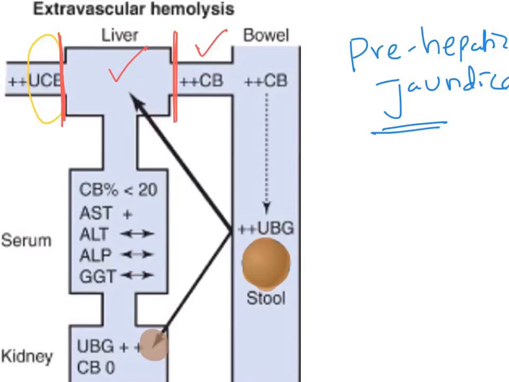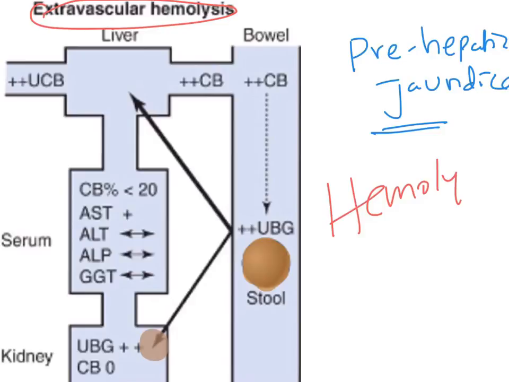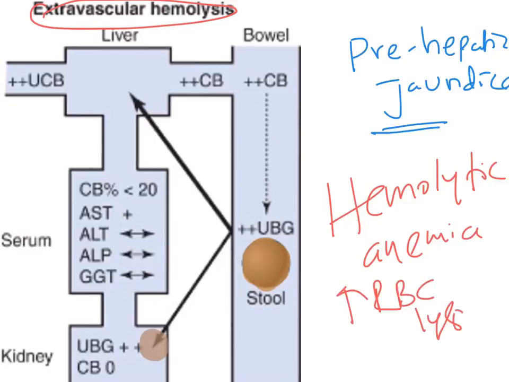Anyway, what we are dealing with here is pre-hepatic jaundice, and one of the causes is extravascular hemolysis, that is red blood cell destruction. Whenever there is any kind of hemolytic anemia, where an increased number of red blood cells are undergoing lysis, it means there is a heavy load on the spleen. The spleen is converting heme into bilirubin, and that is unconjugated bilirubin. The unconjugated bilirubin will be brought to the liver for the conjugation process.